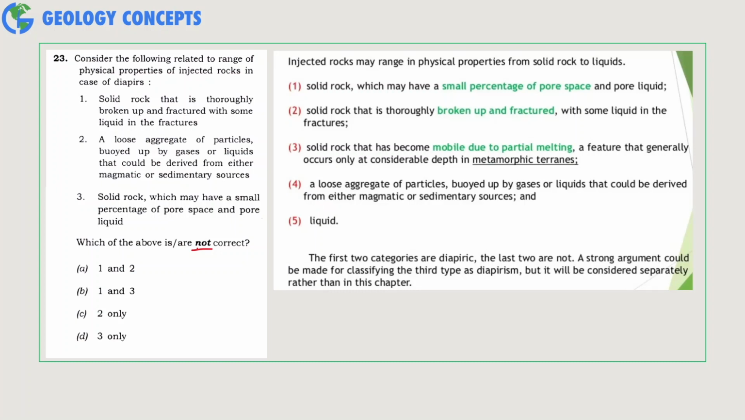Okay, so here are some of the physical properties of injected rocks from solid rocks. The first and third statements given here are the properties of solid rocks in case of diapirs. So options 1 and 3 are correct. Statement 2 is a property of injected rock that is non-diapiric in nature. Hence option 2 will be the correct answer for this question. That is C. The option C will be the correct answer, that is only 2.